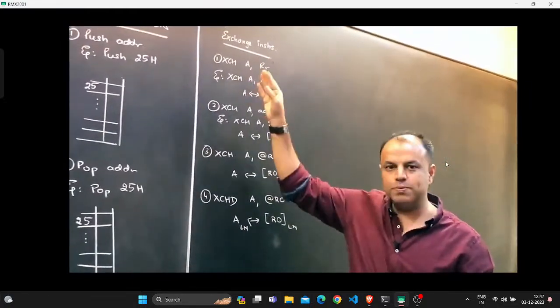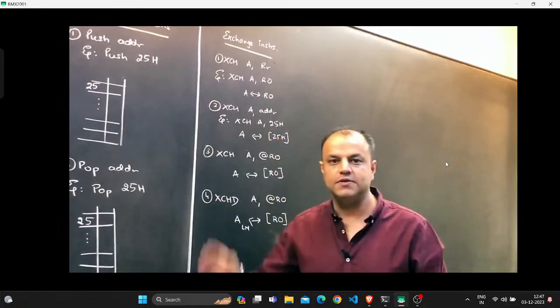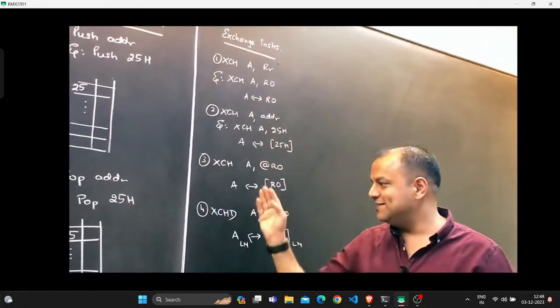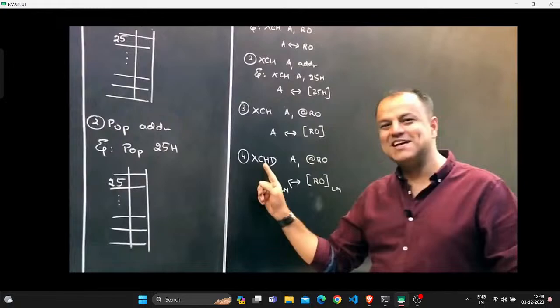And then finally, the last part of this group, exchange instructions. They are pretty simple. The name itself is the answer. They will exchange the value of the two registers. Now, there is a typical instruction over here, XCHD.